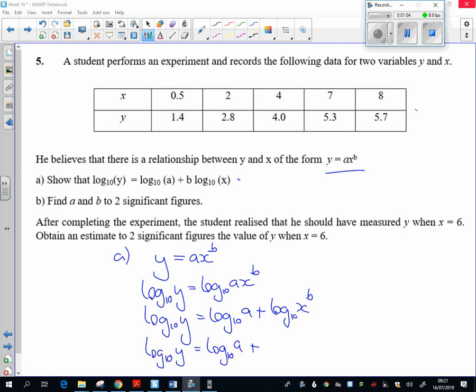Then we'll just do a final check that we have got exactly what we were supposed to get. So yep, I think we're fine. We've got log to the base 10 of y is log to the base 10 of a plus b times log to the base 10 of x. So we're good.